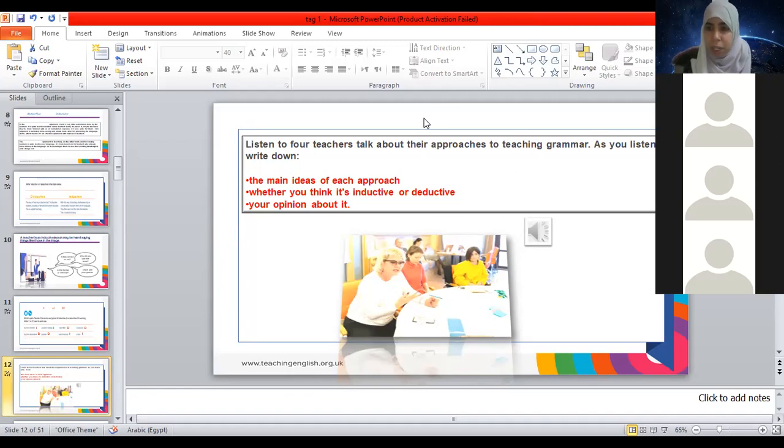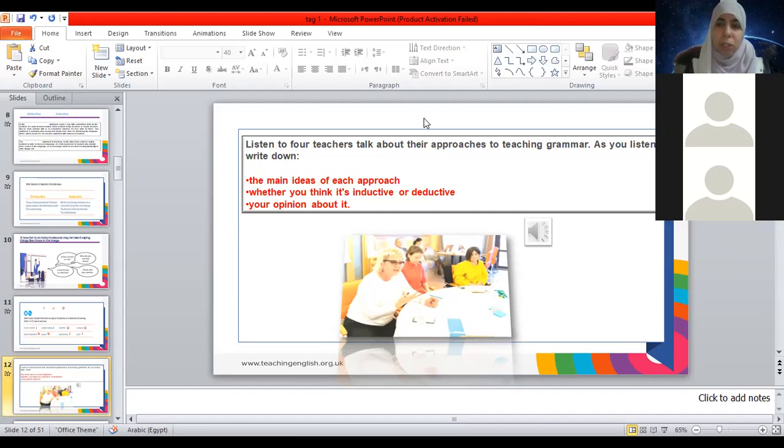I'll pause after each one, and you will tell me what's the main idea of each approach, and what do you think about this approach? Is it inductive or deductive? And what do you think about the approach itself? Do you like it? What do you think? Okay, so let's listen. Okay, the first teacher. Okay?